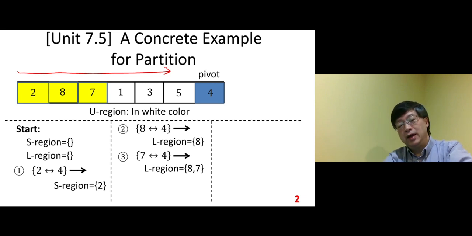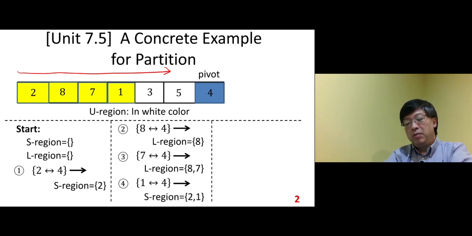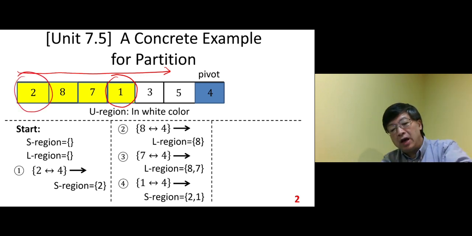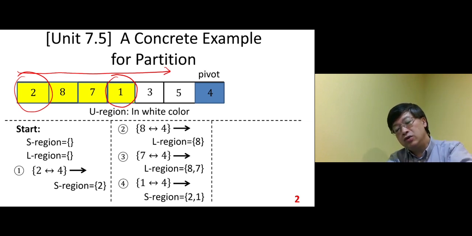Very simple, right? Next one, 1, compare it with 4, it is less than 4, so we should put it in S region. But here you can see the location of this one is separated from another element in S region. We don't want that to happen. We want all the elements in S region to take consecutive locations. So here, it's not good. So we want to change it.